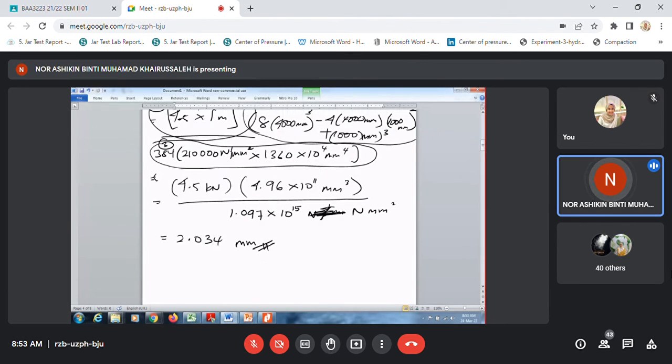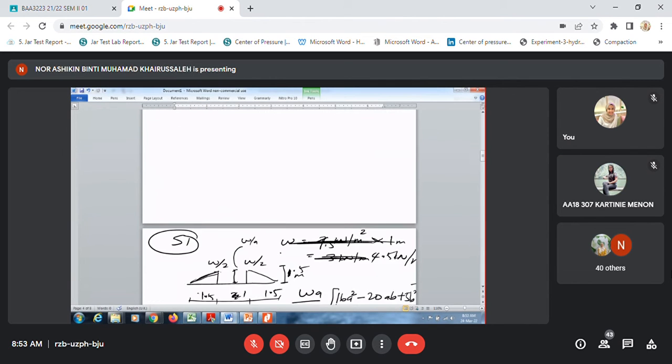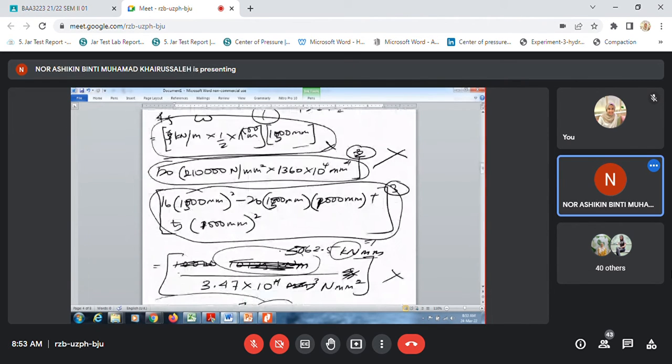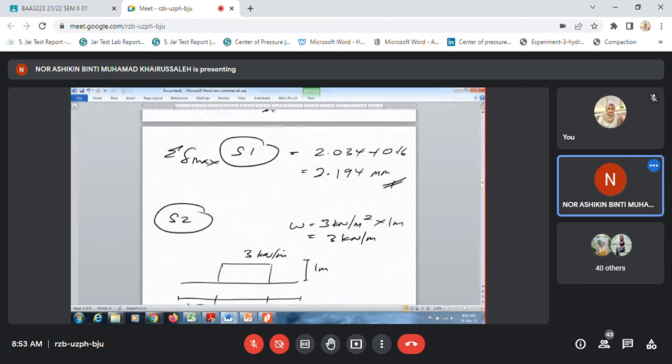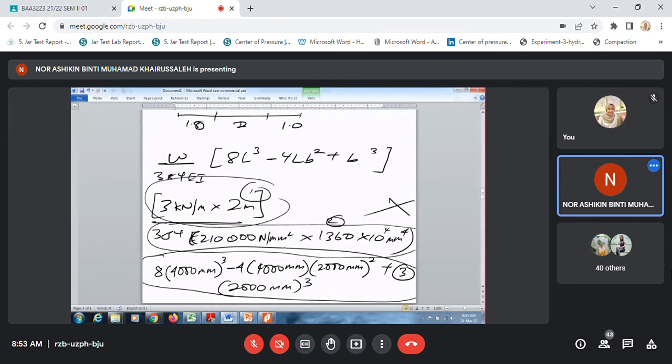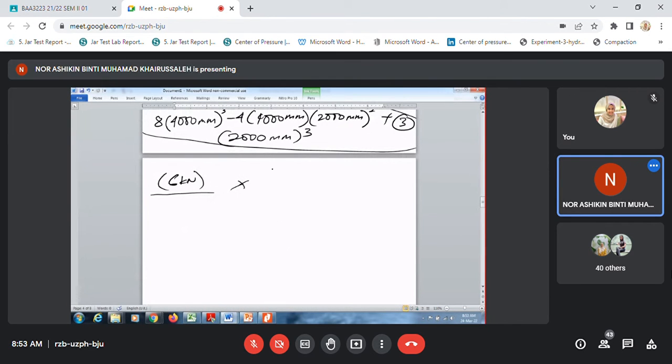Same, right? Yes, doctor. Yeah. 1.097. 1.097 Newton per millimeter square. Sorry. Power 15, isn't it? Okay, so what is number 2 here?